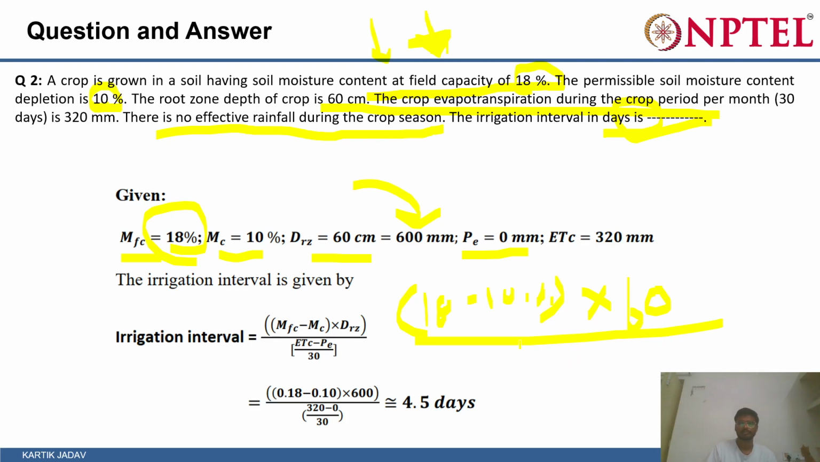And what is the water required by the crop? This is your total water storage capacity. Then you have to apply what is required by the crop, that is ETC divided by 30. So this is your daily water requirement. Once you do this irrigation interval calculation, your answer will come to nearly 5 days.